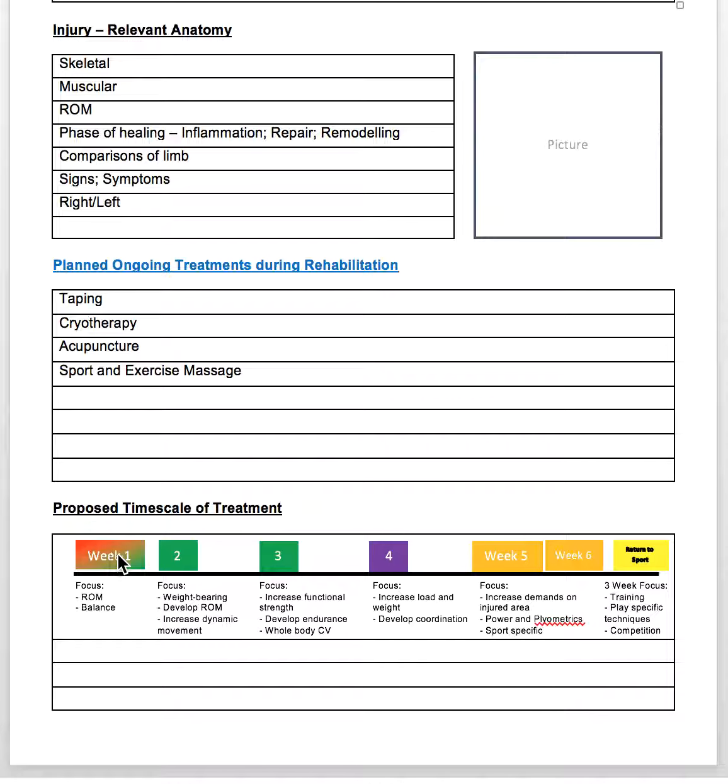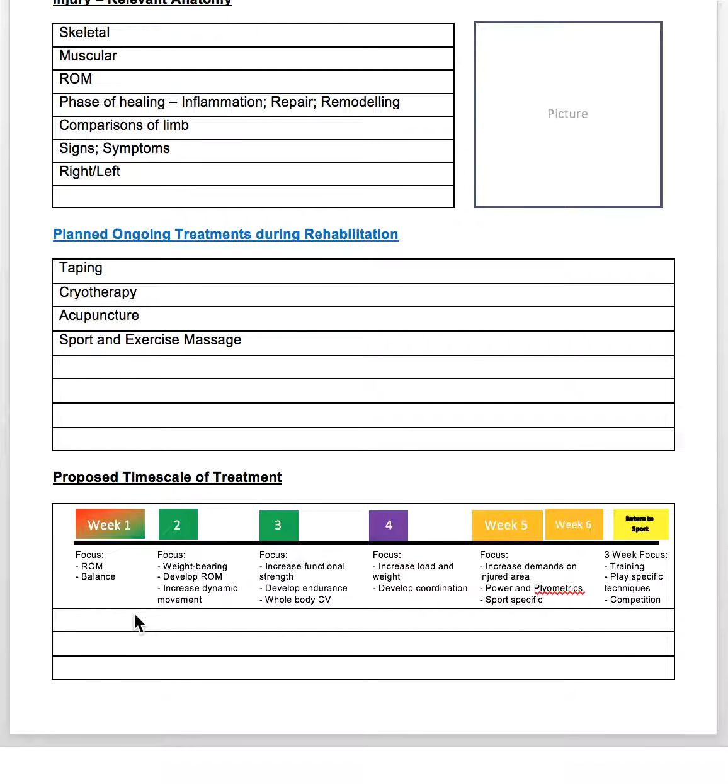So one way you can do it is you can have a timeline in terms of your weeks, and then detail underneath the proposed areas of focus within each stage. So for example here, within week 1, I'm looking at range of motion and balance, okay, and then my focus changes throughout my weeks, and then finally ends with my return to sport.